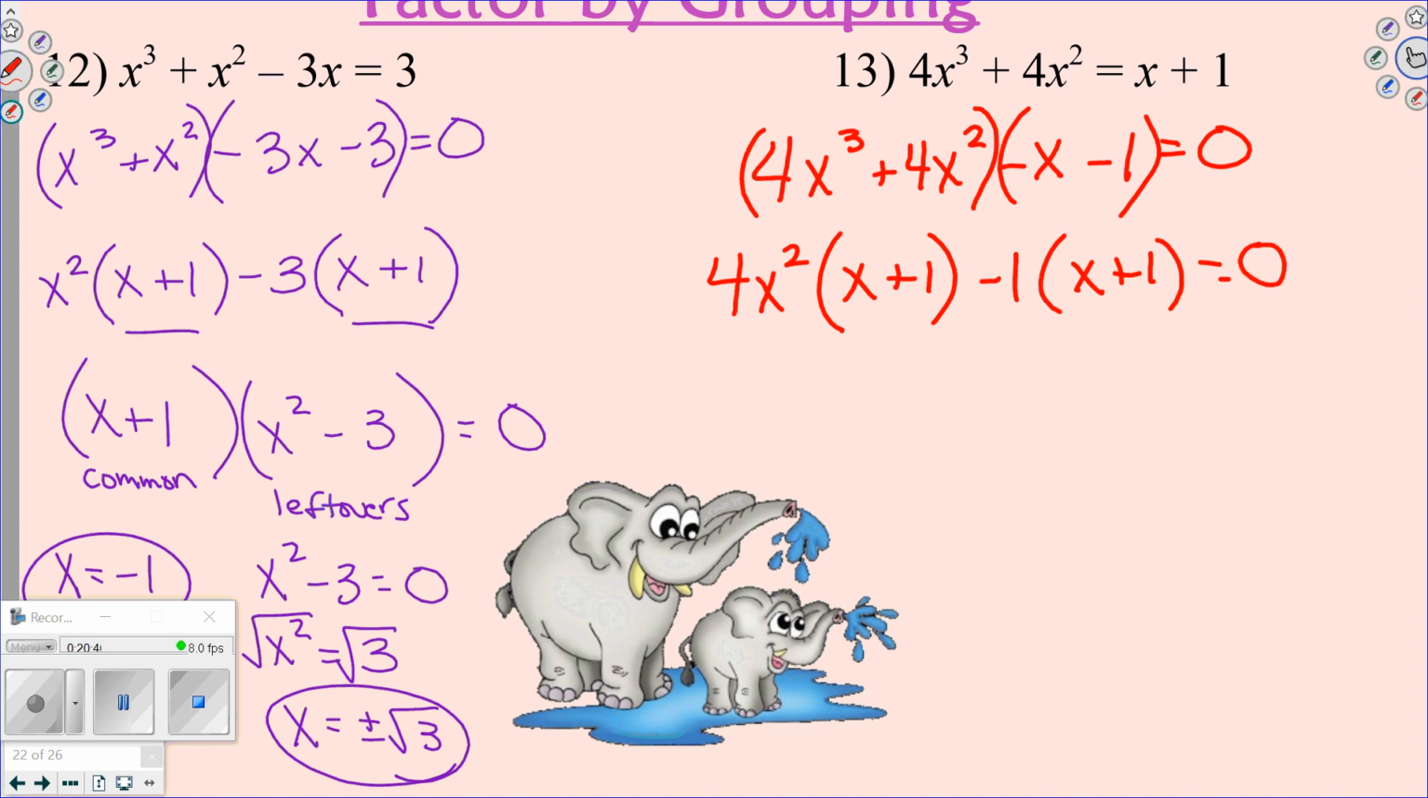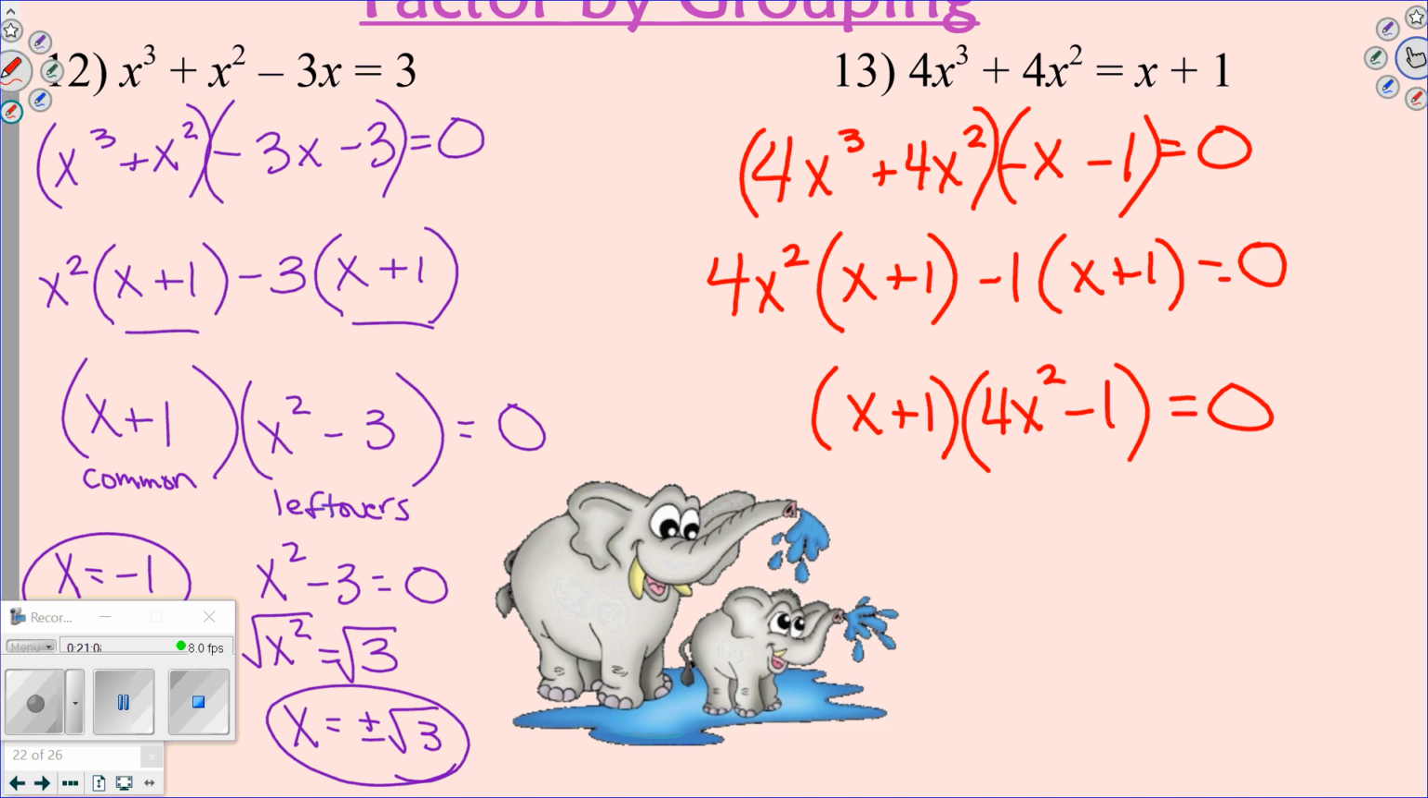Am I done? Factored? No, that's not factored. Can you tell why I keep saying this to you? Because it happens all the time and it drives me crazy. This is not factored. Common factor is x plus 1. Leftovers, 4x squared minus 1. Yeah, it's totally fine.